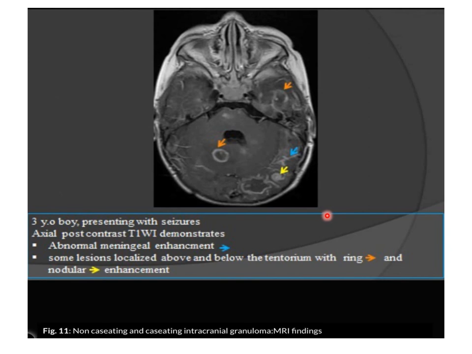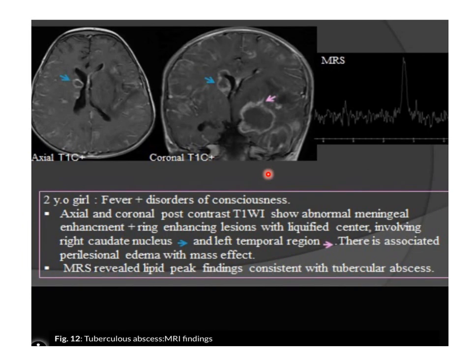These are also about the leptomeningeal enhancement and the different types of tuberculoma, and also the nodular leptomeningeal enhancement. In MRS, the tuberculoma will have a lipid peak, and maybe we can differentiate it from the pyogenic abscess.